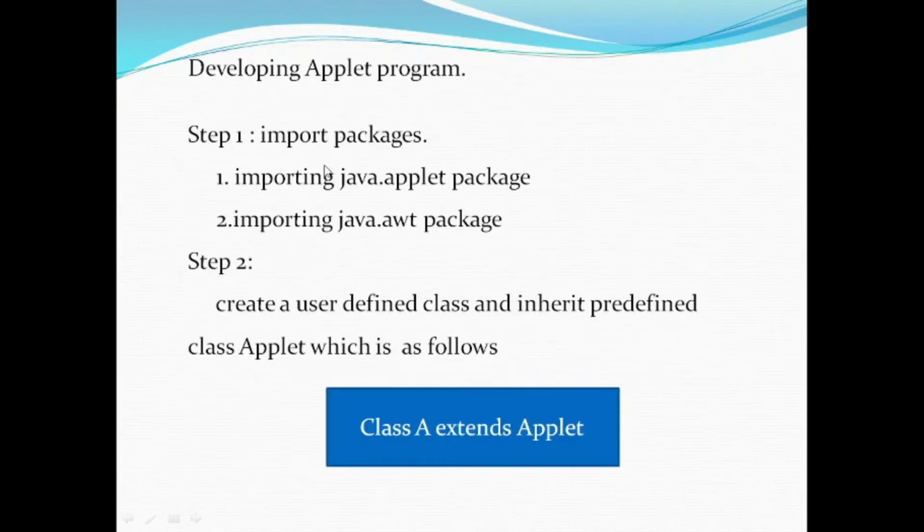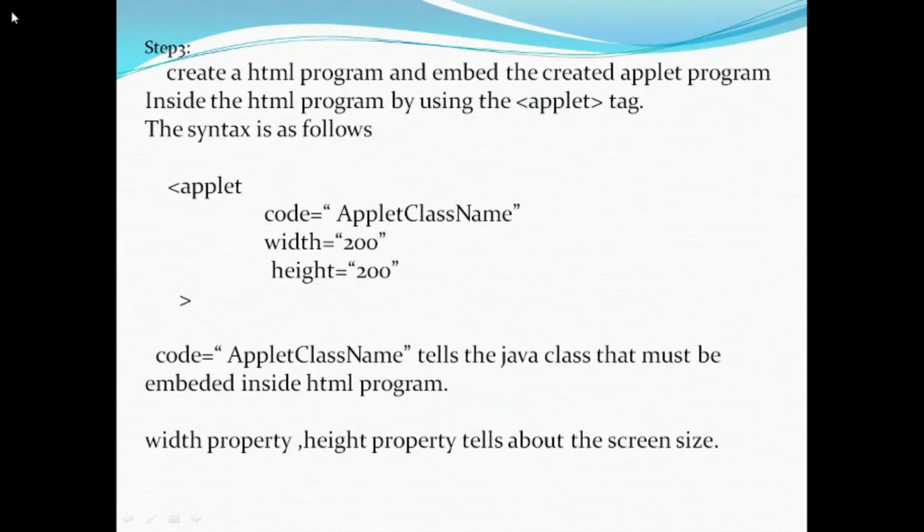Now we will see step by step. The first step is to import the required packages: one is the java.applet package, and the other is the java.awt package. Step two, create a user defined class and extend a predefined class called Applet. And now step three, we have to embed. Sorry, after developing the Java program, we have to add that Java program into an HTML program. So develop an HTML program and use the applet tag.